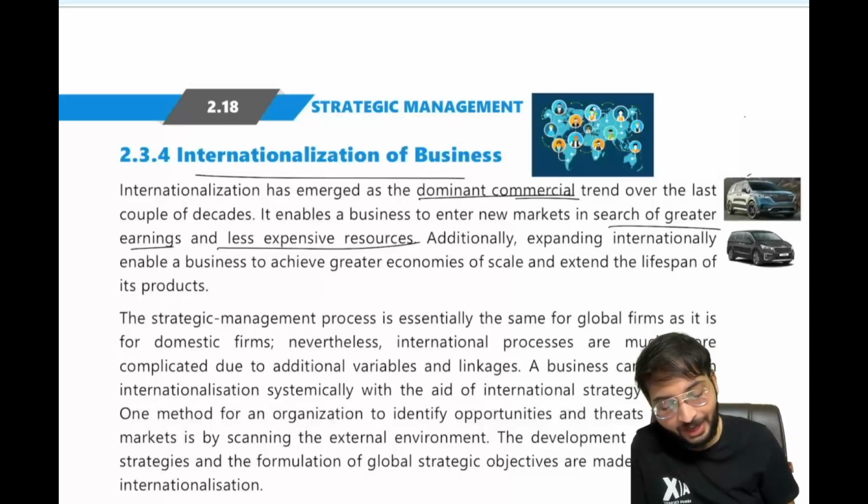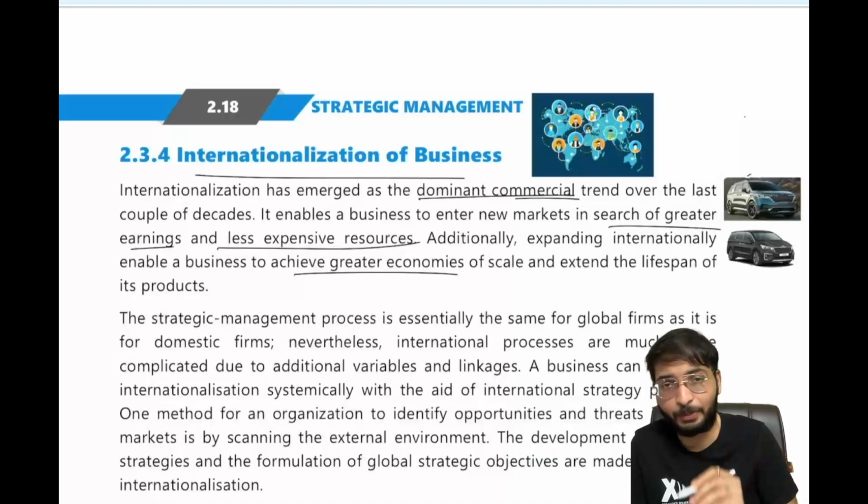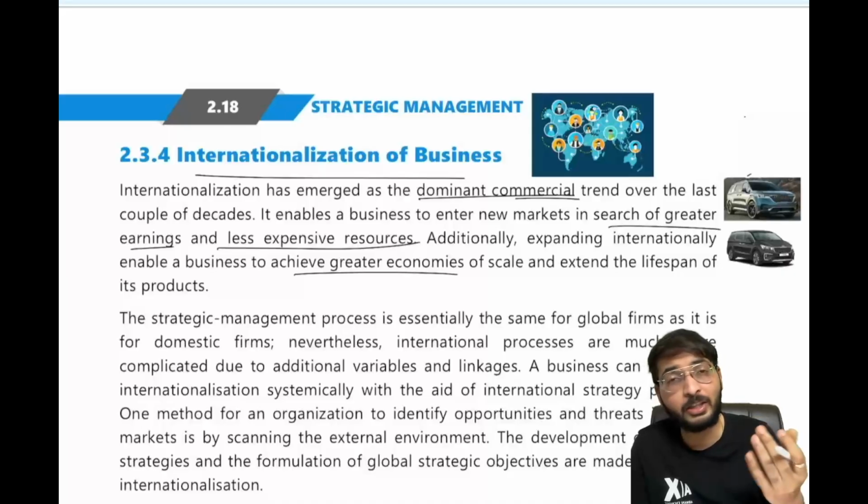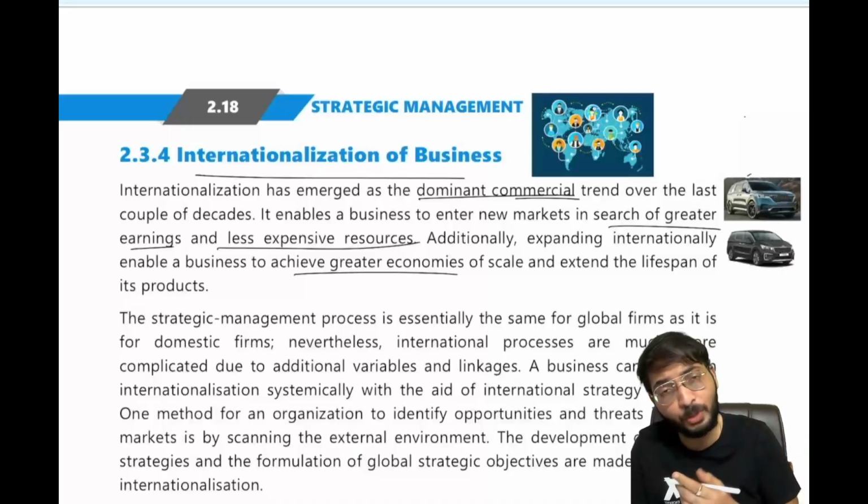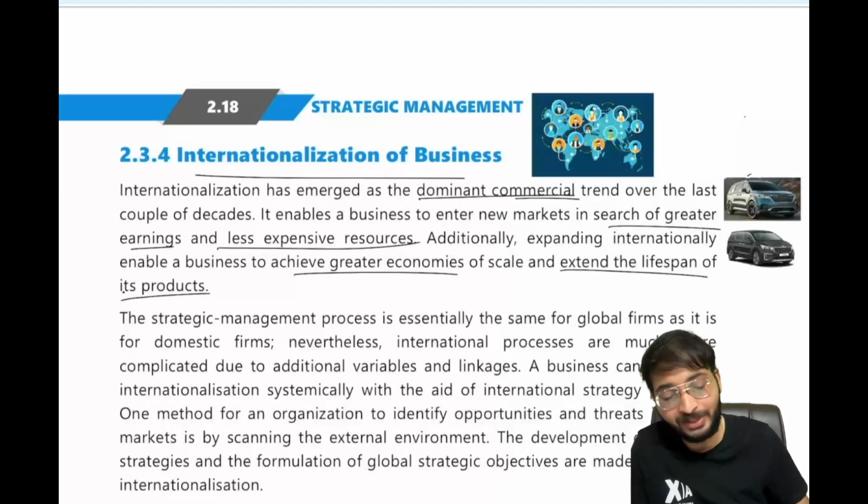Additionally, expanding internationally enables a business to achieve greater economies of scale. What is economies of scale? The higher the production, the lesser the cost price per unit, because the sales improve and the fixed cost per unit will be reduced. And it extends the lifespan of the product. What is extending the lifespan?